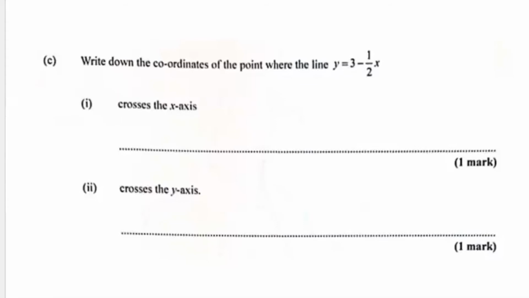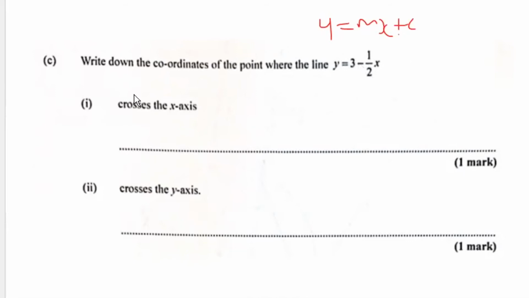Part C now says write down the coordinates of the point where the line y is equal to 3 minus a half x. As I saw this equation, the first thing that came to mind was the equation of a straight line, which states y is equal to mx plus c, where c is our y-intercept, x is the x value, and m is our gradient. So based on this, our gradient is negative a half, and the y-intercept would be c. That's the first thing I identified from this. So it is a straight line.